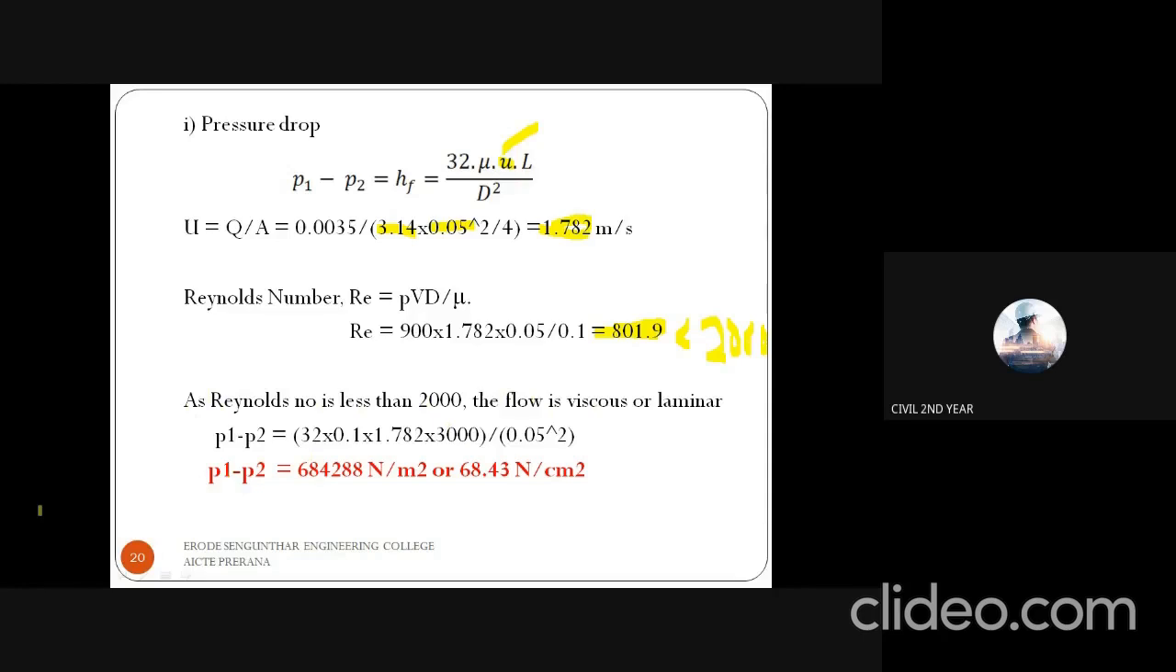So now substitute in the pressure drop formula: P1 minus P2 is equal to 32 into mu, which is 0.1, V is 1.782, into length, 300.